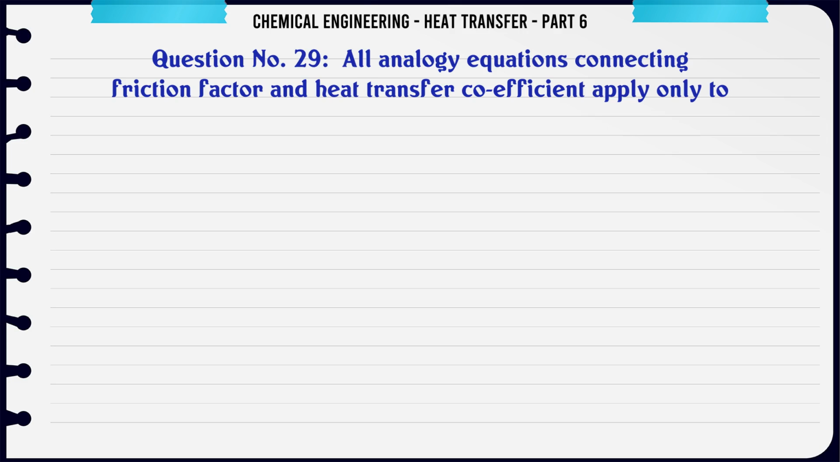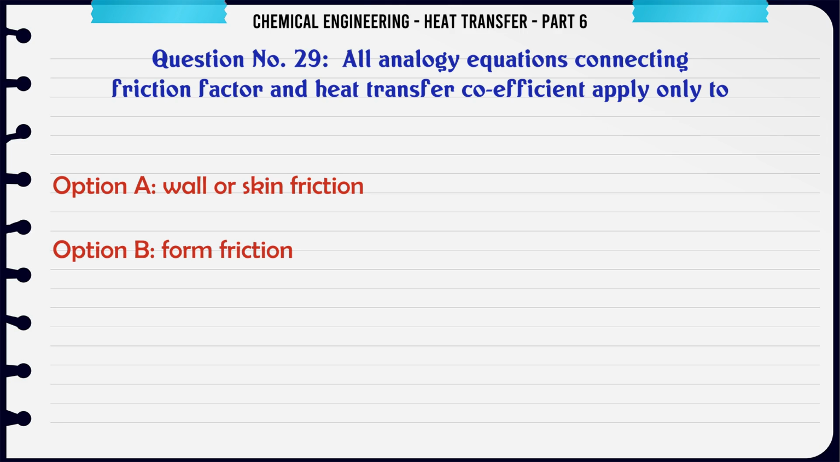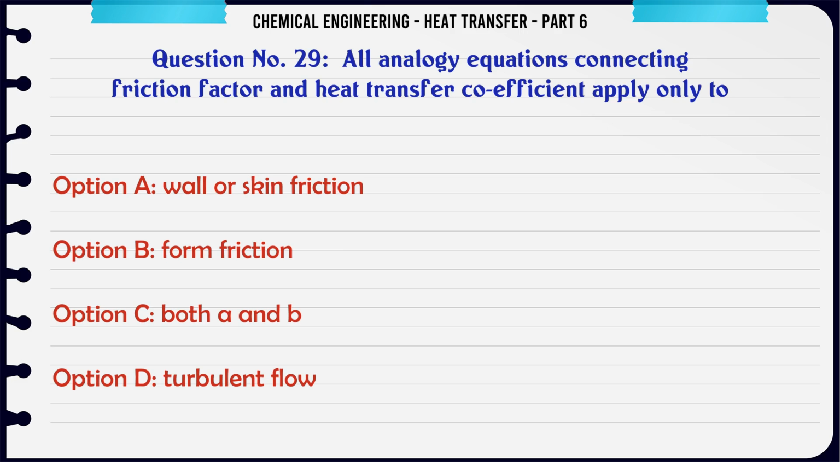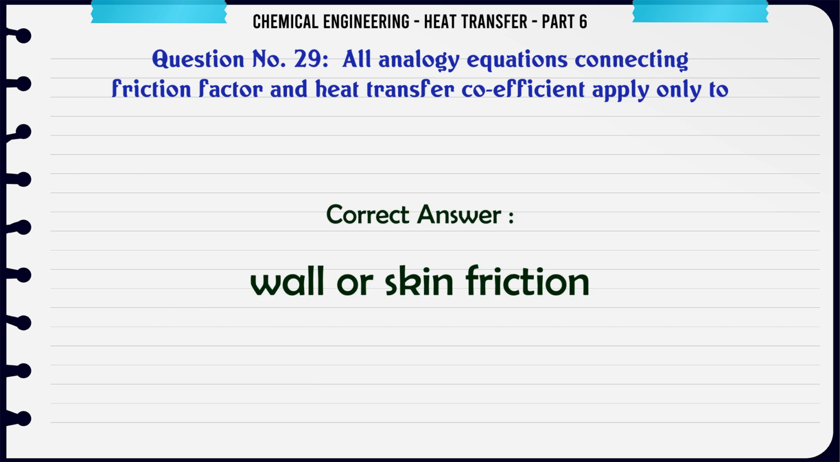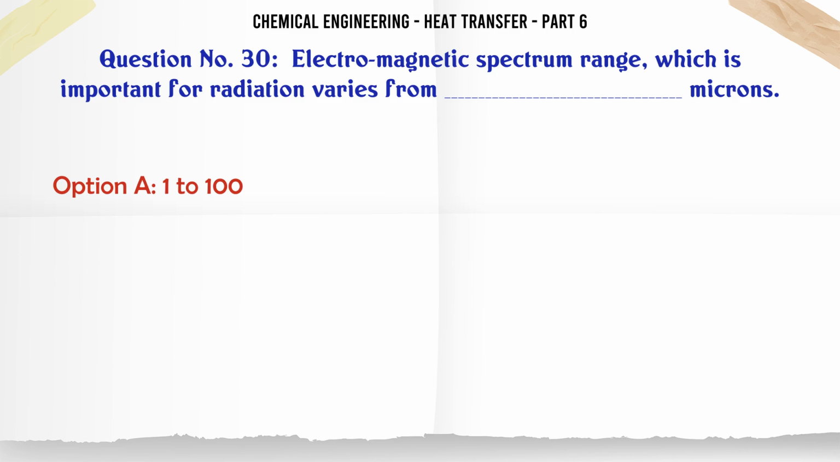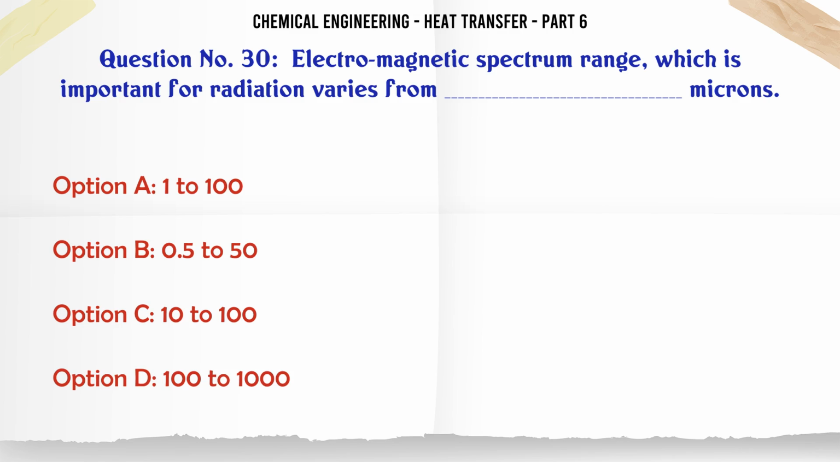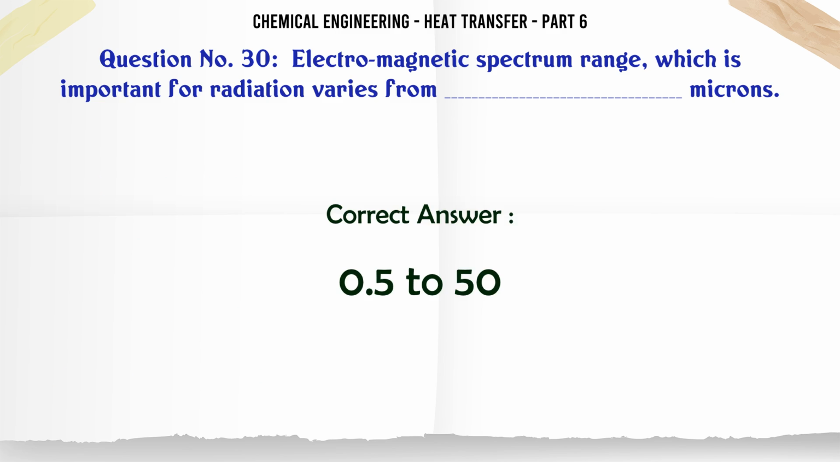All analogy equations connecting friction factor and heat transfer coefficient apply only to A wall or skin friction, B form friction, C both A and B, D turbulent flow. The correct answer is wall or skin friction. Electromagnetic spectrum range, which is important for radiation, varies in microns from A 1 to 100, B 0.5 to 50, C 10 to 100, D 100 to 1000. The correct answer is 0.5 to 50.